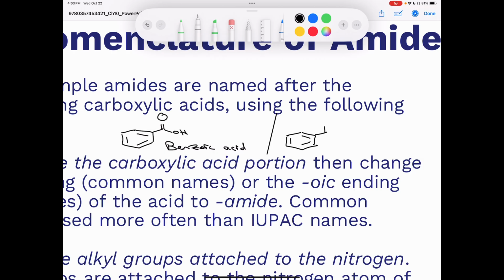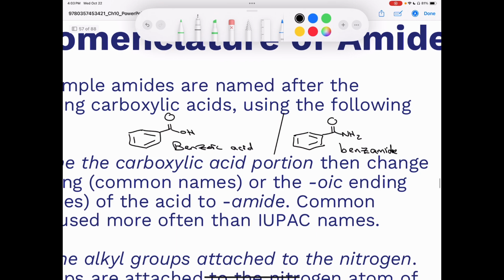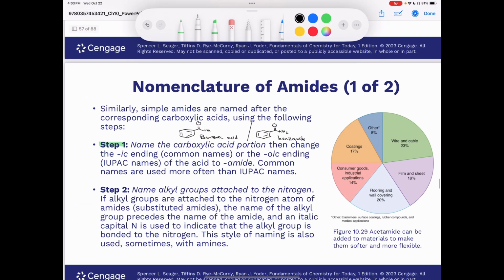So let me just draw the quick structure of benzamide. There you go. So this would be benzamide. Again, the more you practice it, the easier it will get. Now sometimes you can have alkyl groups on your nitrogen. In benzamide, you have two hydrogens on your nitrogen. But what if you have an alkyl group on there? Well, that gets more interesting.